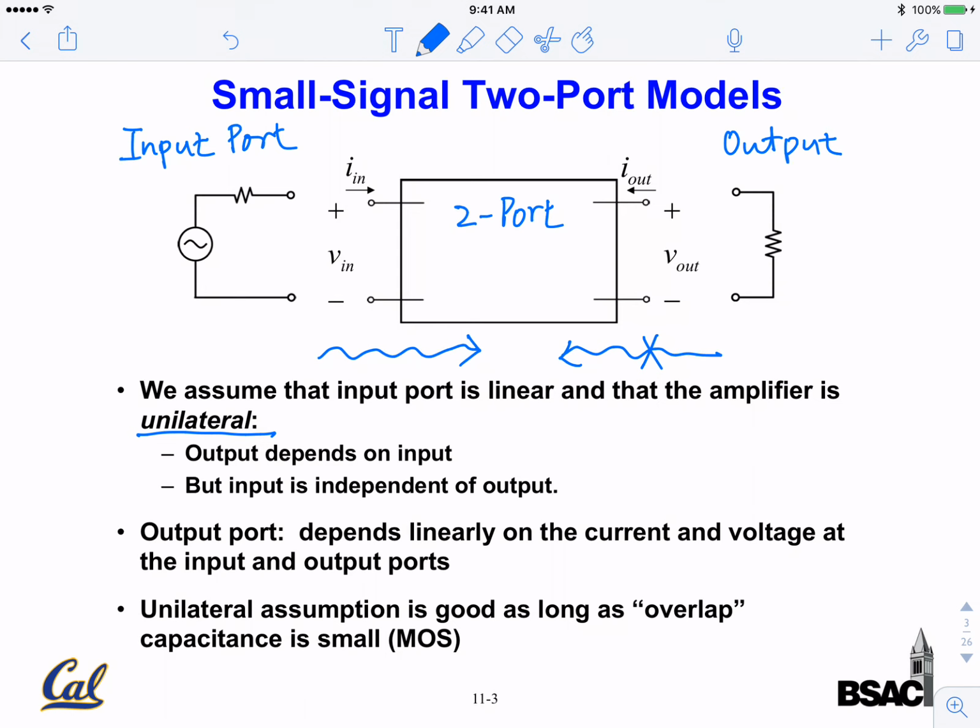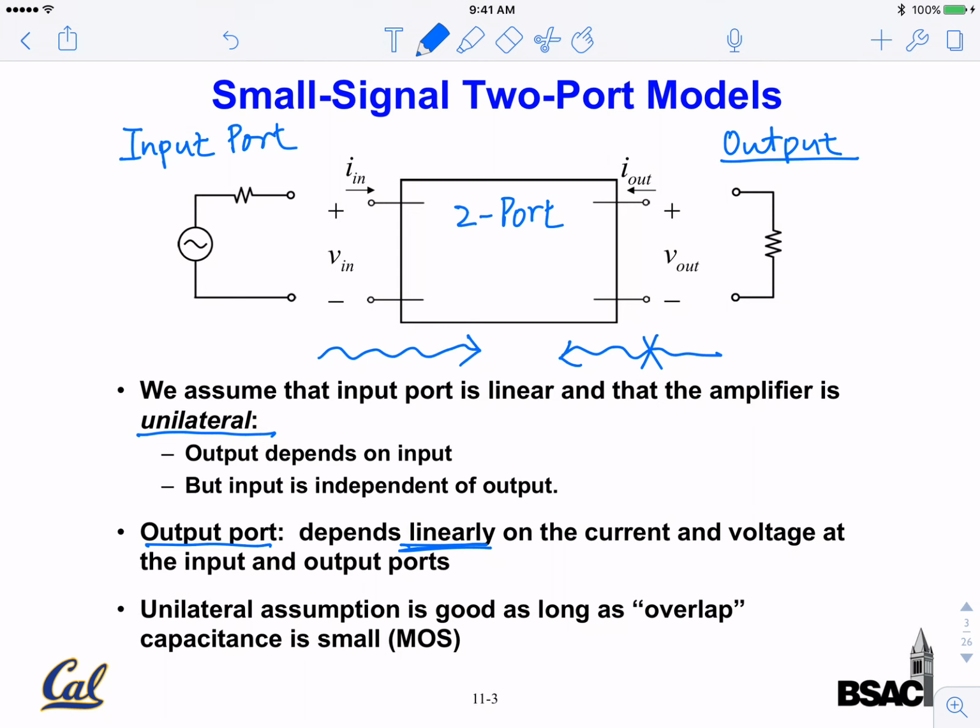And the output port here will depend linearly, so we'll be dealing with an LTI system, linearly on the current and voltage at the input. If you add something to the output ports, it could depend on the output as well.